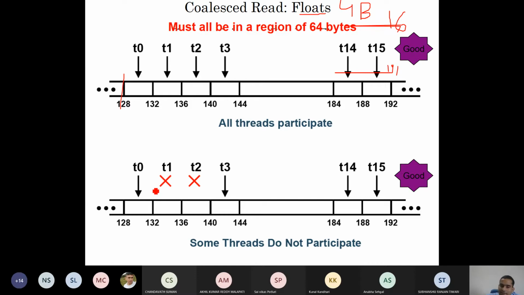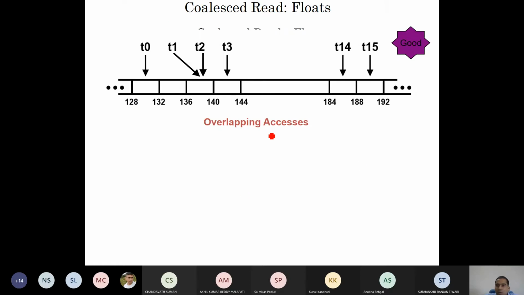Here, some threads are not participating, but that's not a problem. It is still aligned access. Okay, we'll get some extra data. That means we will send a single transaction, which will get extra data, and some of the data which comes, we will ignore. That means the data which is coming from here and here, we will ignore, but that's fine. Now here it is overlapping accesses, which is again no problem. Because we are still making a single transaction. Some of the data which will come, we will ignore, but that's not a problem.